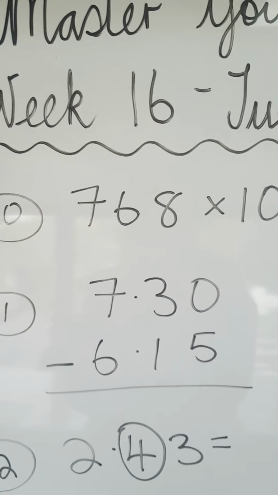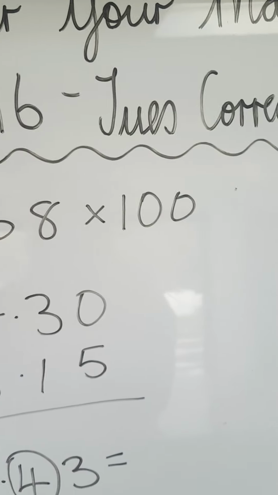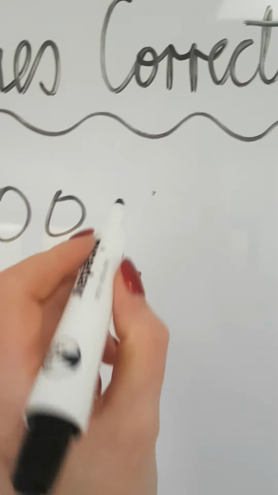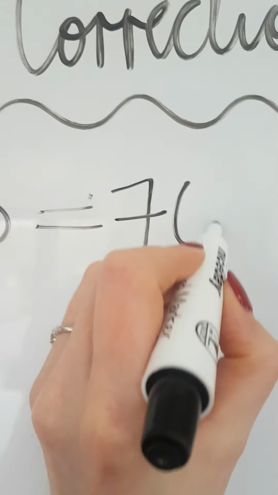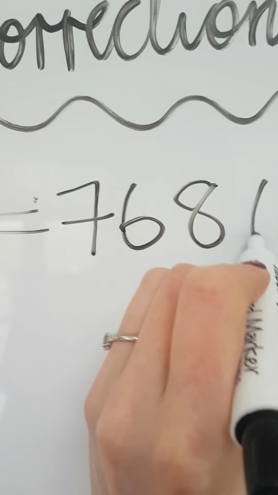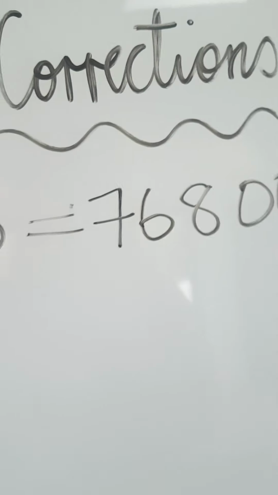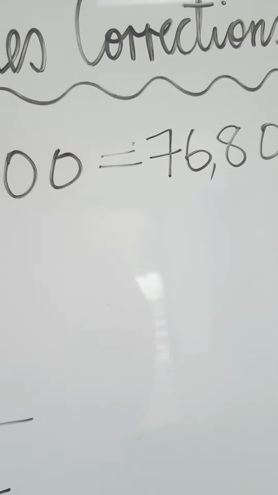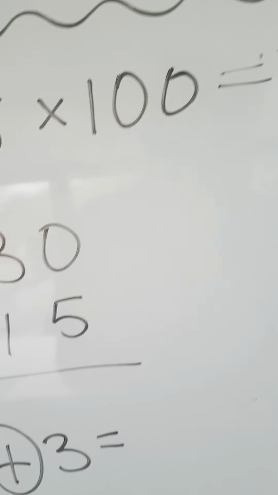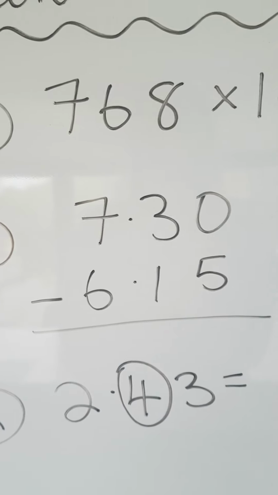Okay, question 10 was 768 times 100. So we know when we're multiplying by 10, we just add on a 0. So when we're multiplying by 100, we can just add on 2 zeros. So it's 76,800. Question 11 is a time one, the difference between 7:30 and 6:15.